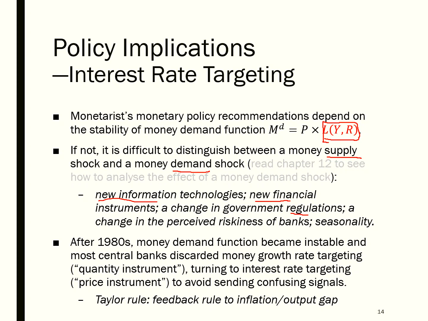So after the 1980s, the Taylor rule became the new norm to announce the monetary policy. It is also a so-called feedback rule in monetary policy because the Taylor rule sets the interest rate in response to inflation and the output gap.